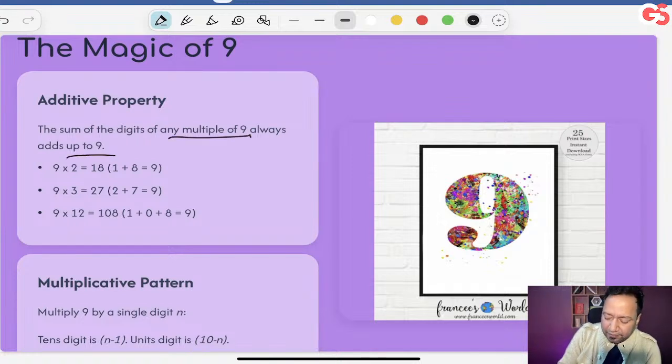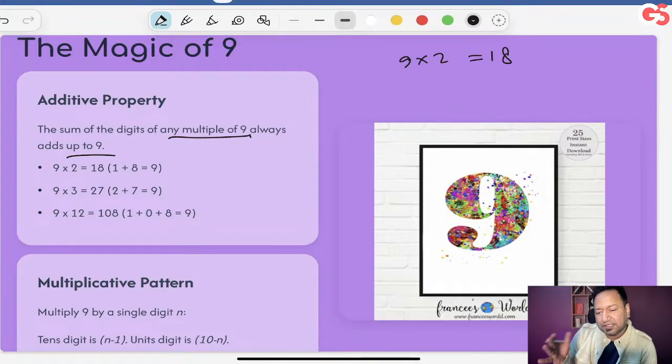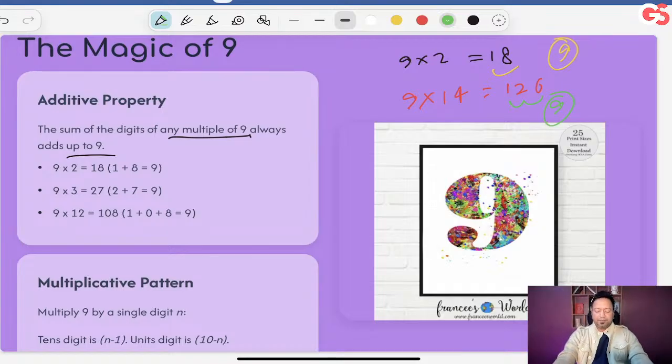So basically, if nine multiplies with anything, that thing transforms into something which is very close to 9. Why? How? If you add 1 plus 8, you'll get 9 only. Take 9 into 14. It will be 126. If I add 1 plus 2 plus 6, I'll get 9 again. Wow. So whenever 9 multiplies with something, the product, if you add the digits, you'll get the same value again and again.